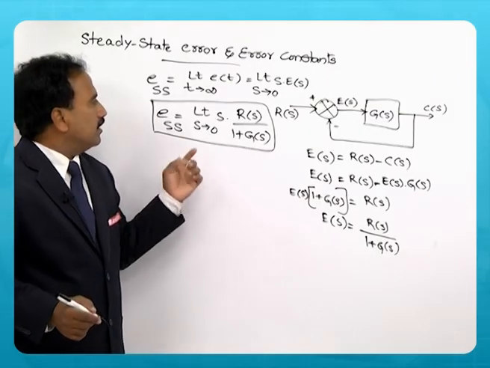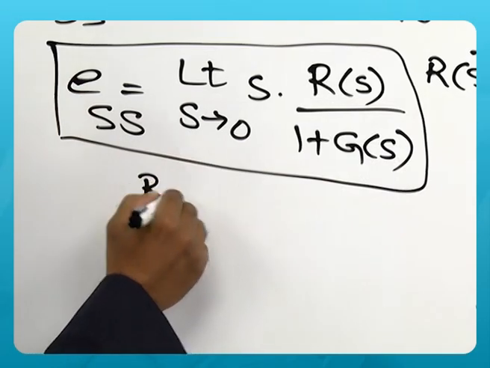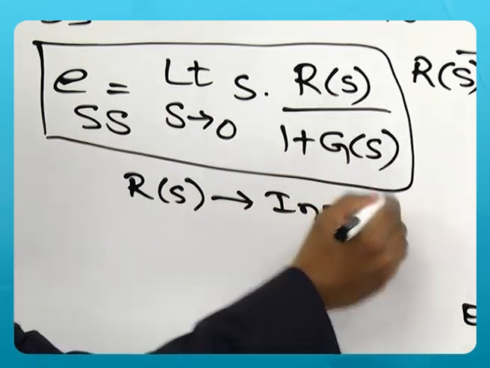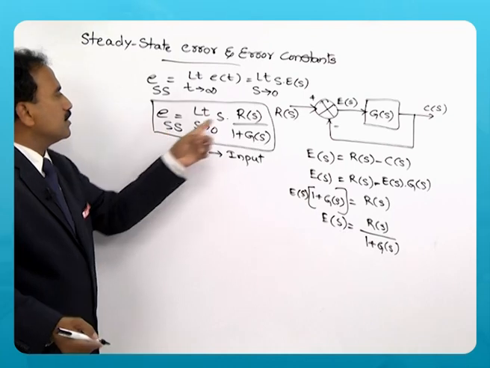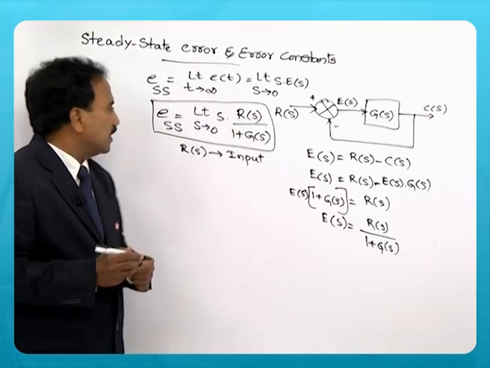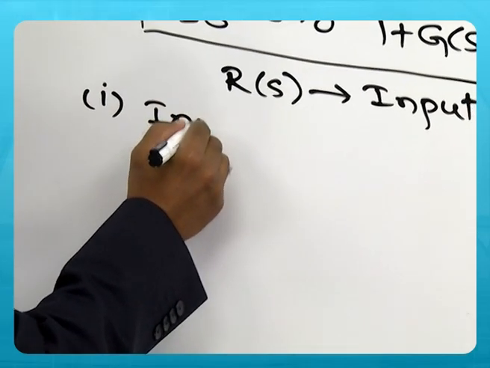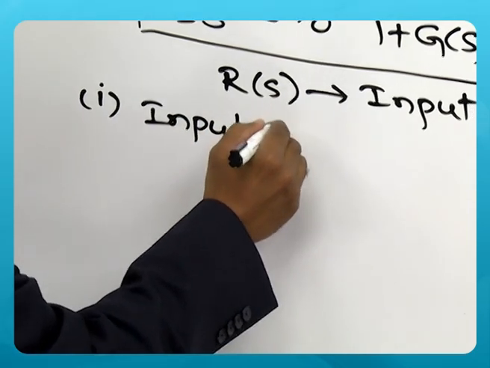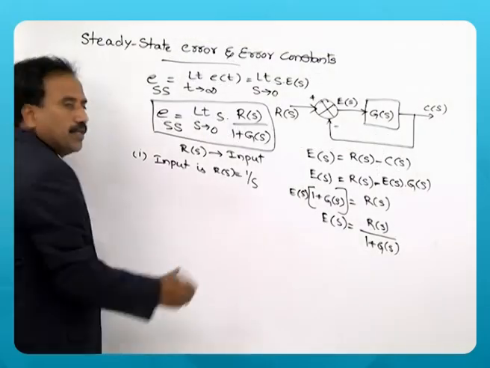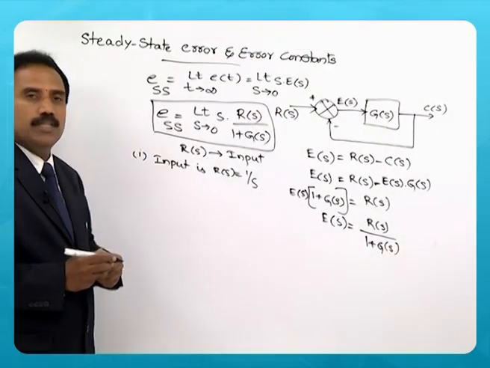Steady state error depends on the nature of the input. So, R of s we consider as input. So, steady state error depends on input, the nature of the input. So, let us see now, if the input is unit step.